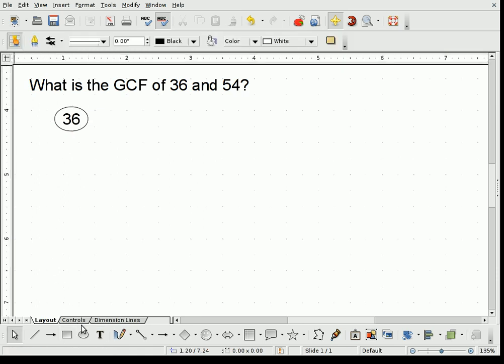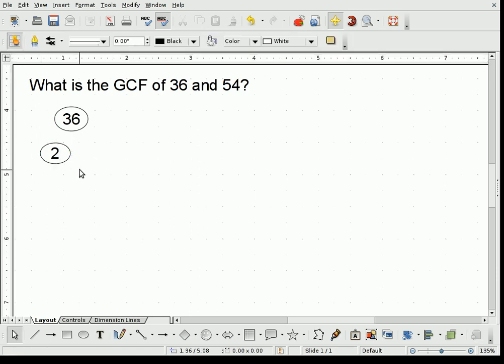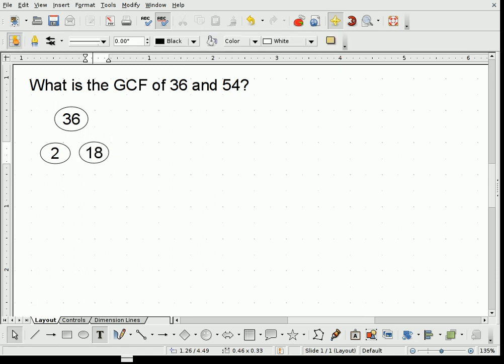What is 36? 36 is divisible by 2. That's the obvious one, so we'll start with 2. So 36 is 2 times what? What is 36 divided by 2? It is 18. So now we know that 36 is 2 times 18. And we'll make a little connector, just so that we can see that 36 is 2 times 18.